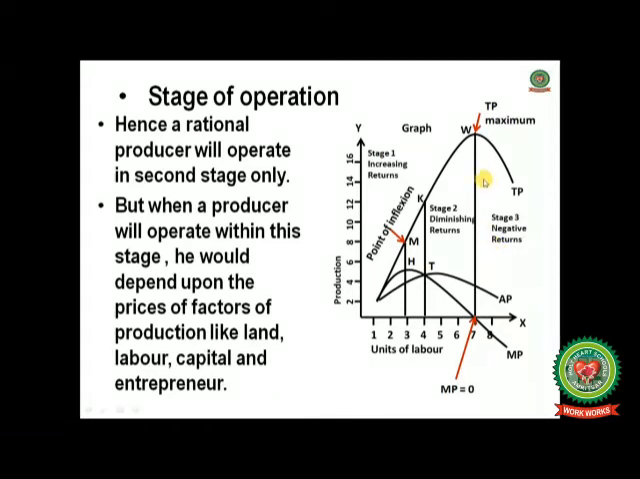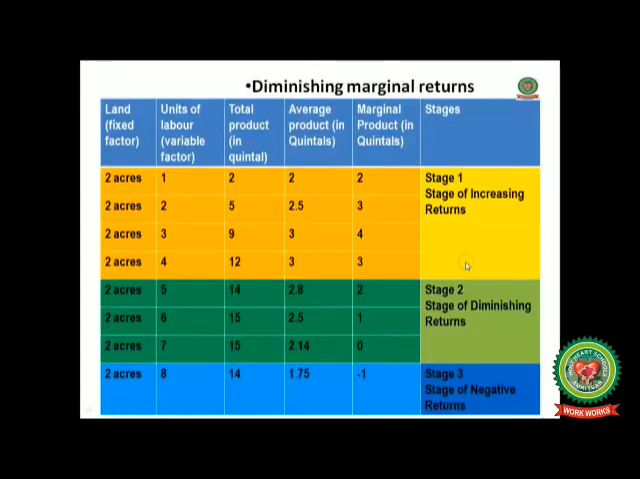So the rational producer will operate in the second stage only, but within this stage he would depend upon the prices of the factors of production, because he has to pay prices for them: for the use of labor he pays wages, for the use of land he pays rent, for the use of capital he pays interest, and for the entrepreneur he has to make payments.